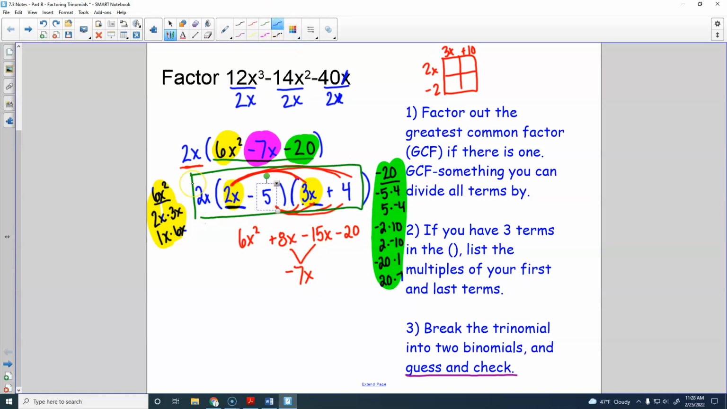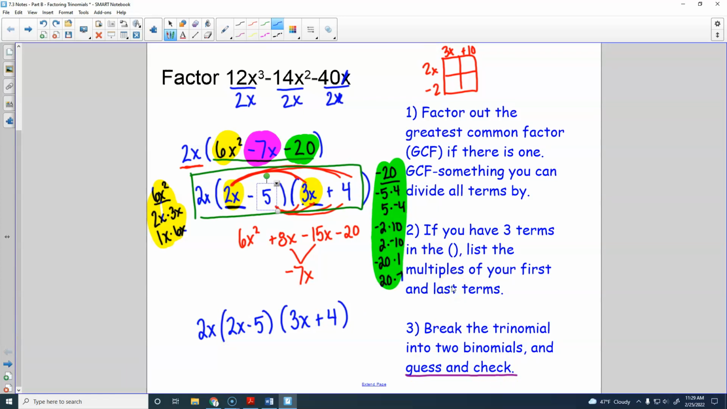So I'm going to rewrite it down here because all my guessing and checking's made a mess. It's going to be 2x times 2x minus 5 times 3x plus 4. So that is kind of a long process. I told you this is one of the harder ones that you will do. You will not really see anything more difficult than this. This one had a GCF, and it had fairly large numbers that we had to multiply that had several different options. We will see some that are easier, that you'll have fewer options. But this is the idea.